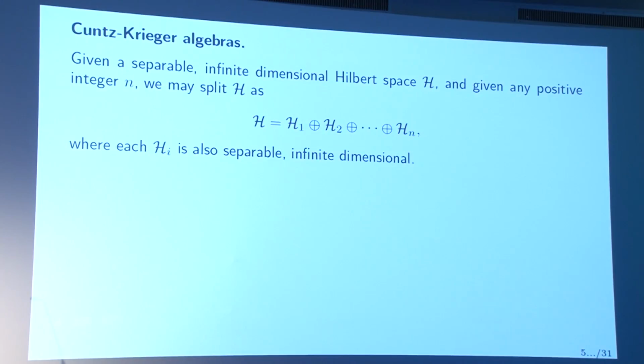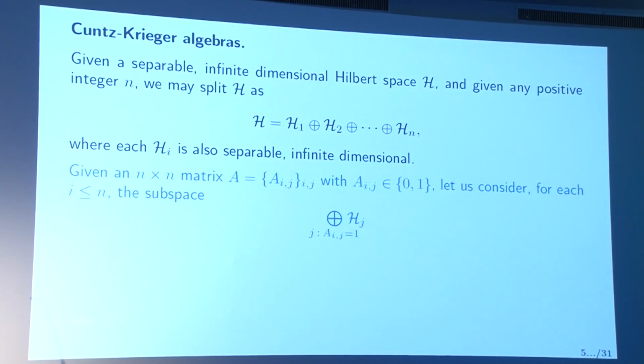So suppose we have an infinite dimensional Hilbert space H, and we choose an integer n. We all know that any infinite space can be split in as many pieces as you want. So take H and split it as a direct sum of n subspaces, all of which are separable and infinite dimensional. Then let's take our matrix A with entries in 0, 1, and for each row of the matrix, for each i, let's add the spaces that we see here, but only those for which the entry a_ij is equal to 1.